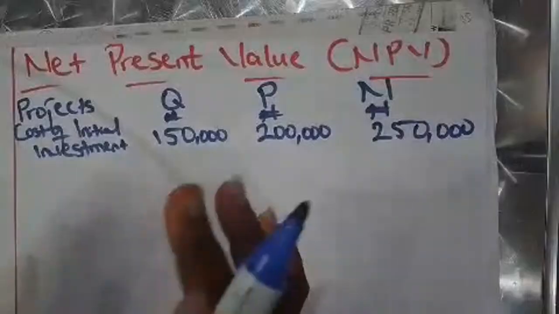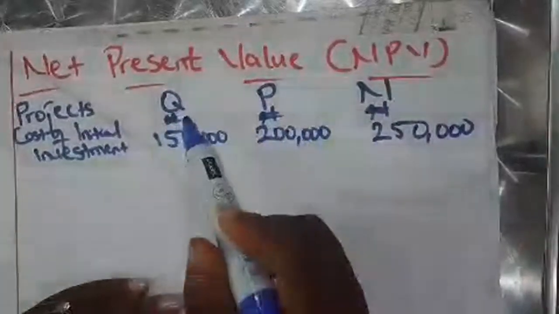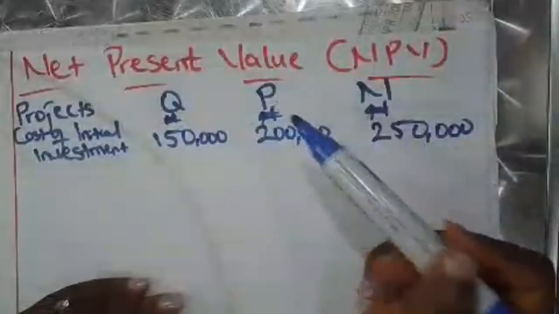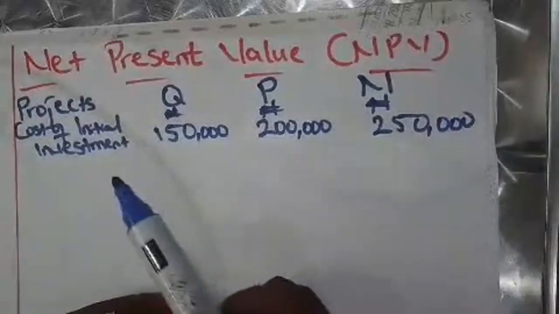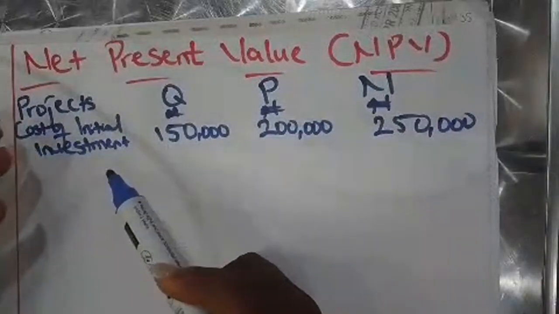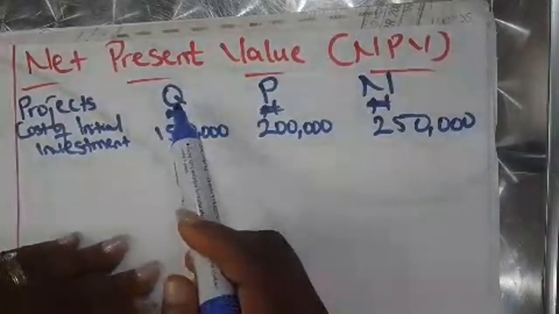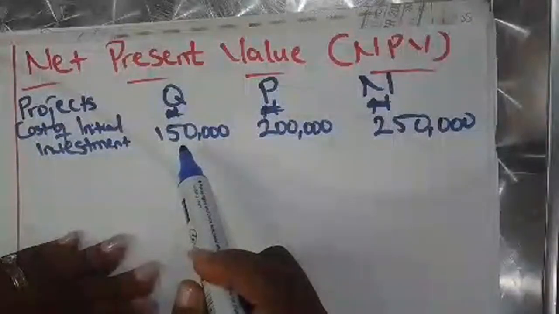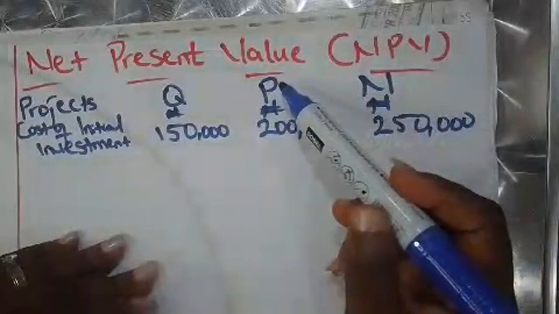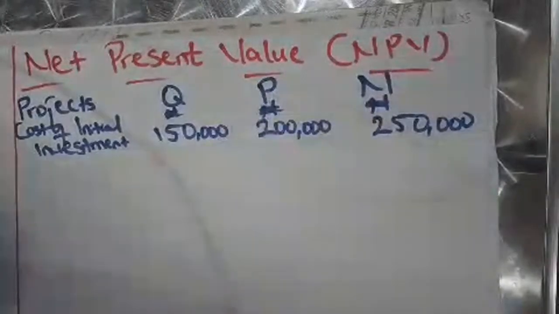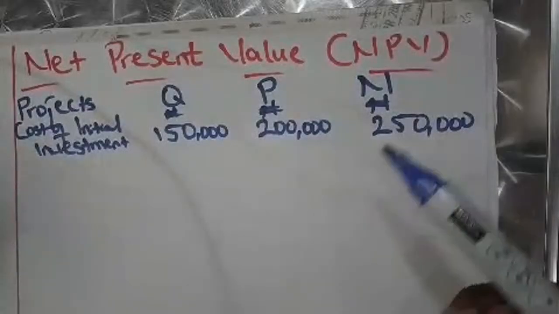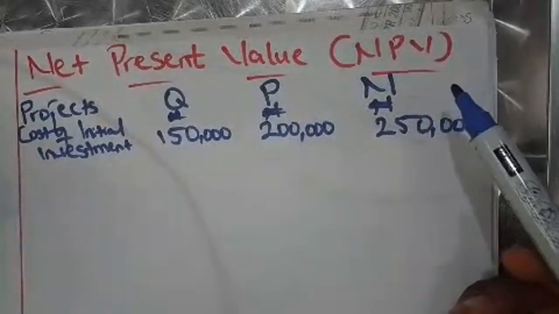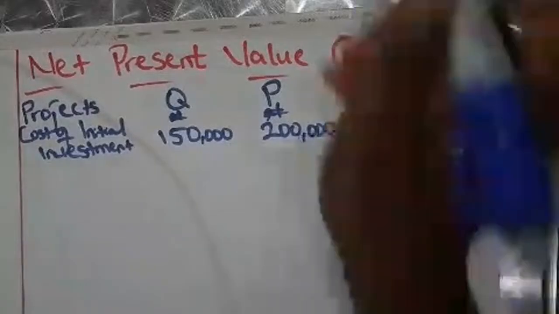So, assuming that they want to embark on project Q, project P, and project N, that's three different projects, right? Then you have the cost of initial investment for project Q is 150,000 naira. For project P, it's 200,000 naira. And for project N, it's 250,000 naira.